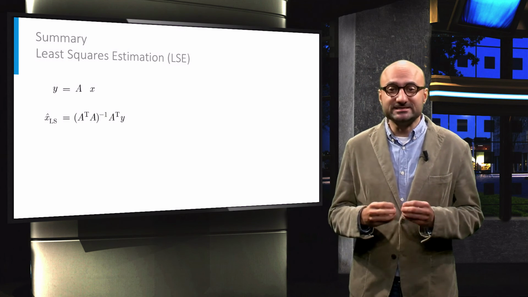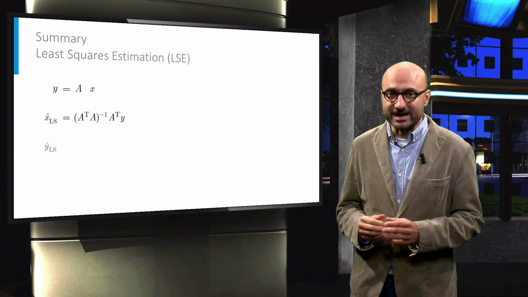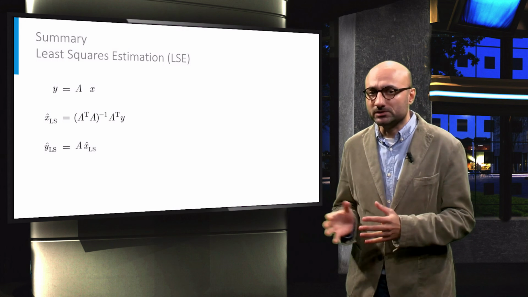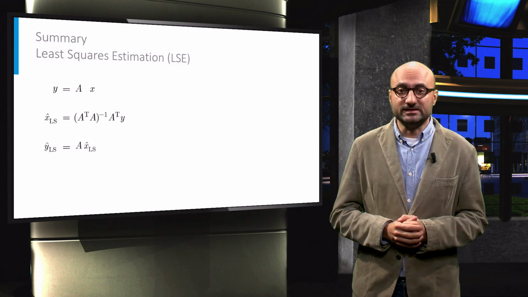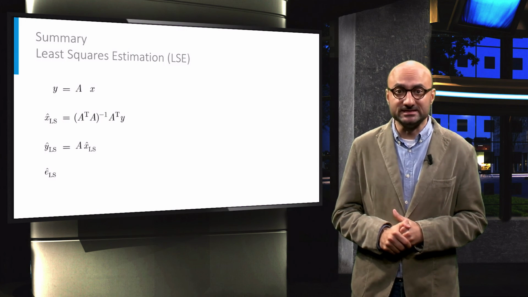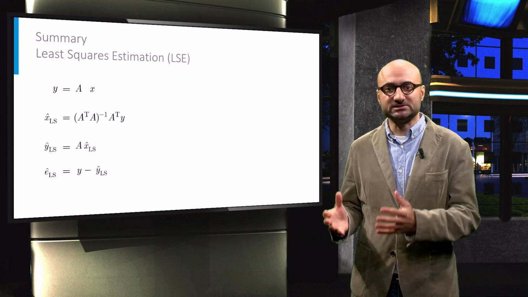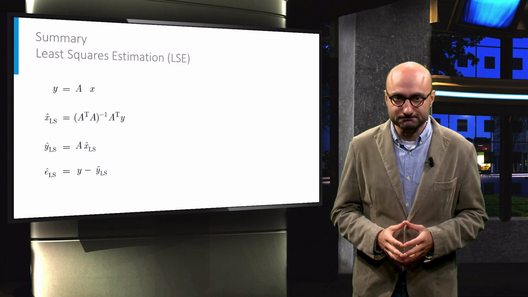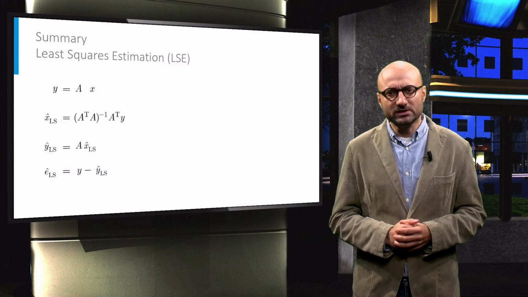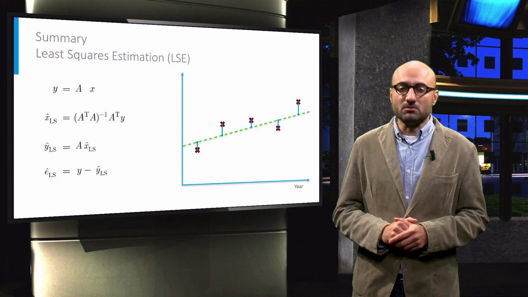In addition to x hat, the least squares estimate of observations y hat can also be computed by inserting x hat into the functional model. And finally, the least squares estimate of residuals e hat can also be computed easily as the difference between the original observations in vector y and the adjusted observations in y hat. Now that we know all about the mathematics of least squares, let's look at its application to our line fitting problem and also at some more exercises.